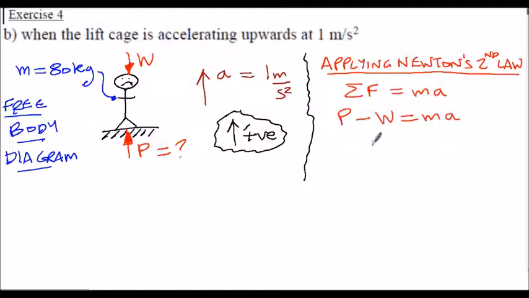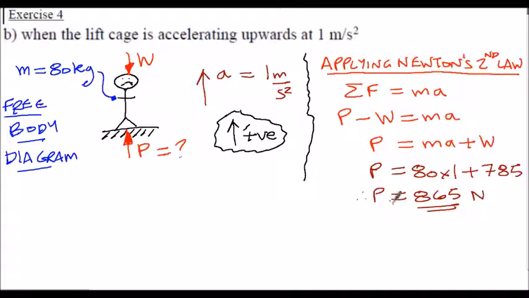Rearranging the equation, because we're trying to find P, the force from the floor on the person, I will get ma plus W. We know all the values in this case, so P is equal to the mass, 80, multiplied by the acceleration, which is 1 meter per second squared, and we add to that the weight. We calculated that on the previous slide. That was 785 newtons. So therefore, the force required from the floor onto the person in this case to accelerate at 1 meter per second squared upwards is 865 newtons. Why don't you check that solution?